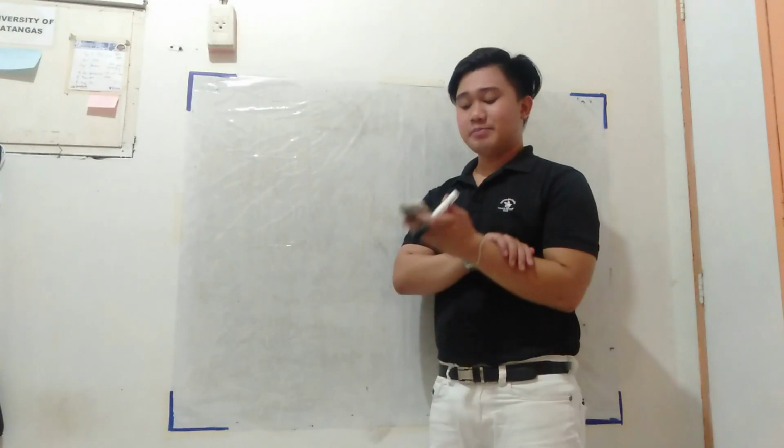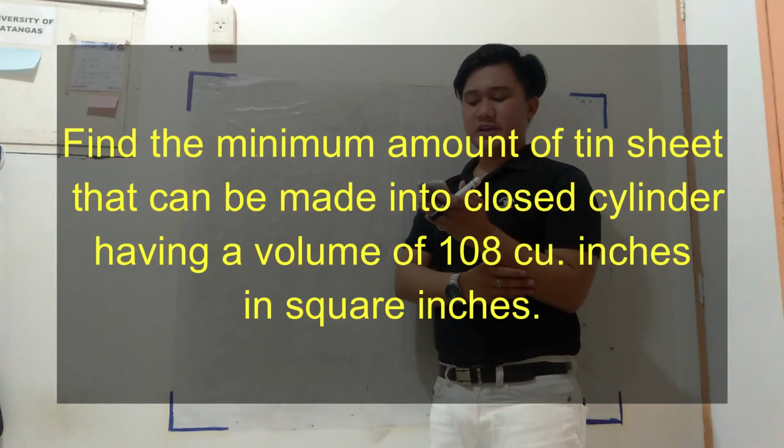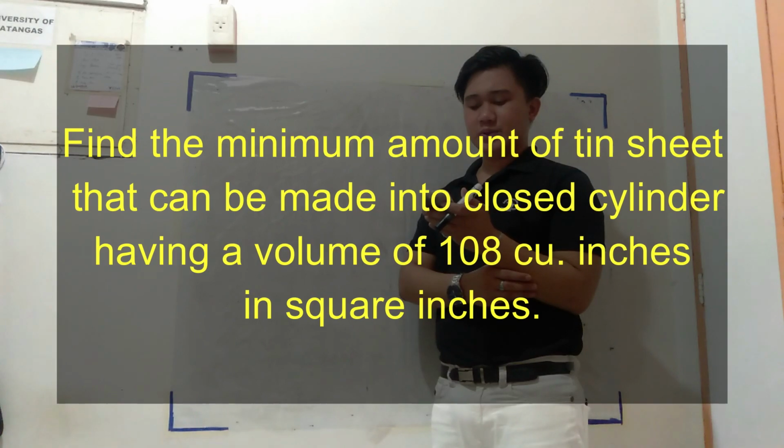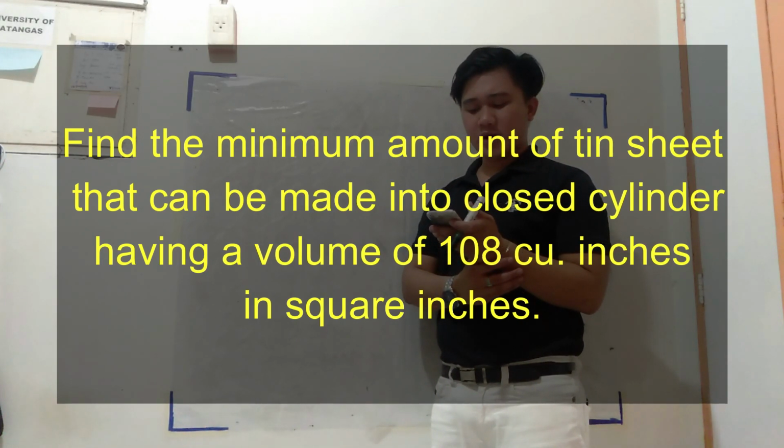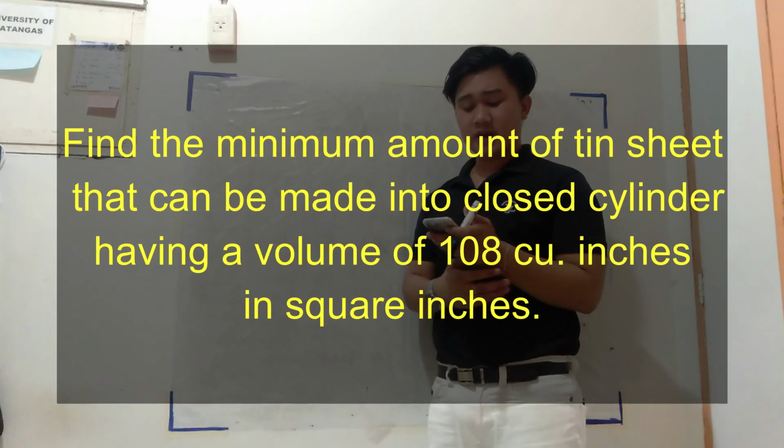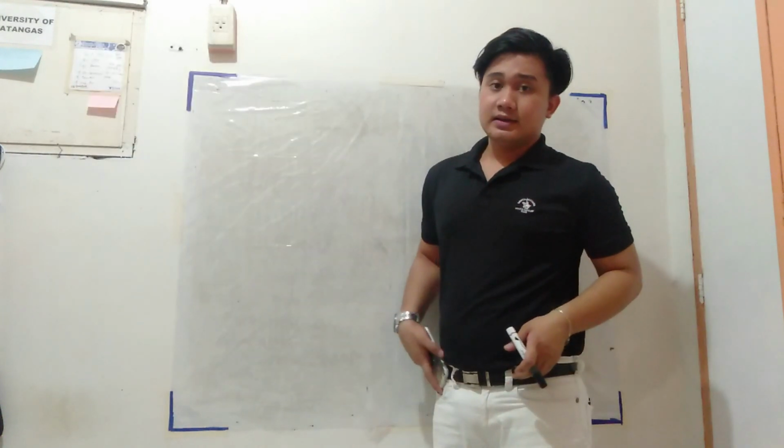Let me read the problem. Find the minimum amount of tin sheet that can be made into a closed cylinder having a volume of 108 cubic inches, in square inches. Okay?